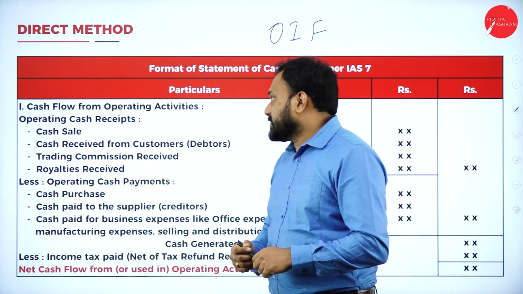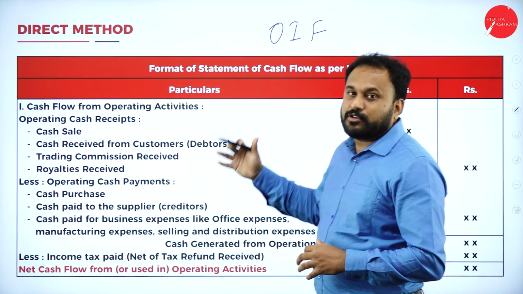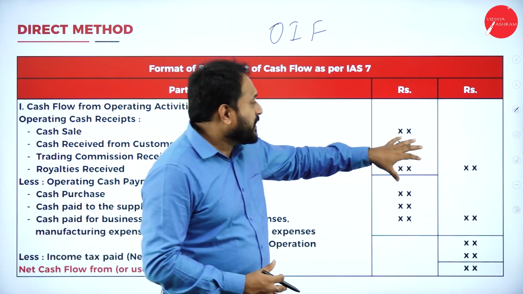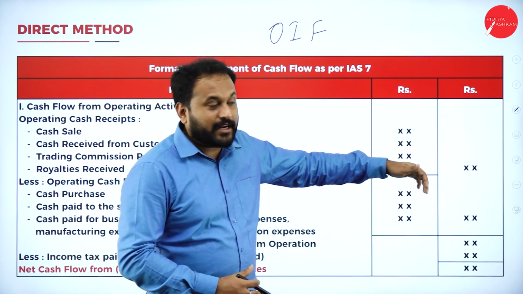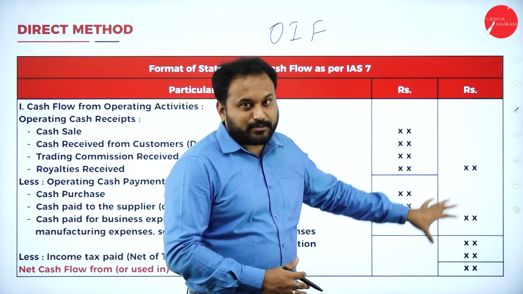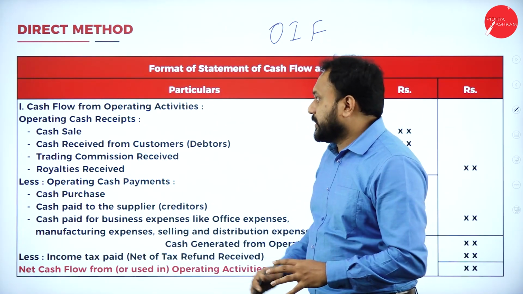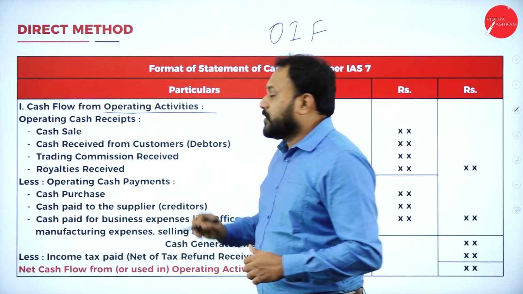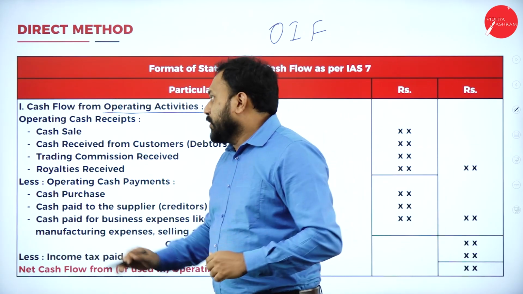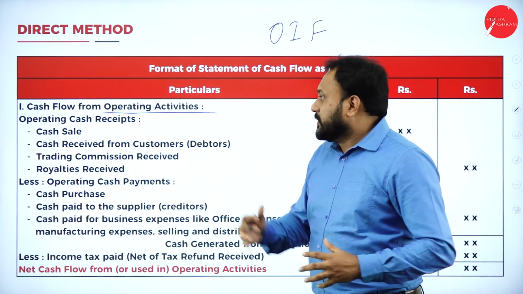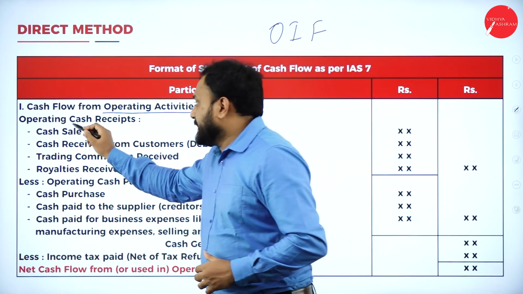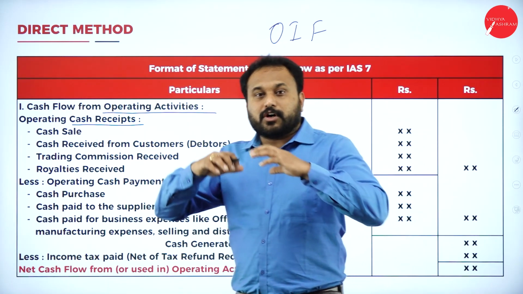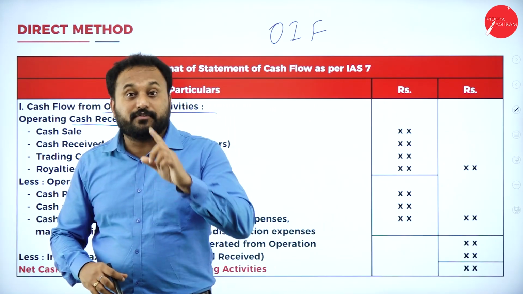The first thing here is the particulars and the amount column. So you know what exactly the amount column is. Here the inner and the outer columns are there, and you will get to know what exactly you are supposed to calculate. Firstly, cash flow from operating activities. The first one is operating activity, which we need to calculate. Whenever we go with the operating activities, the first one is operating cash receipt. So cash receipt, you are actually receiving it.